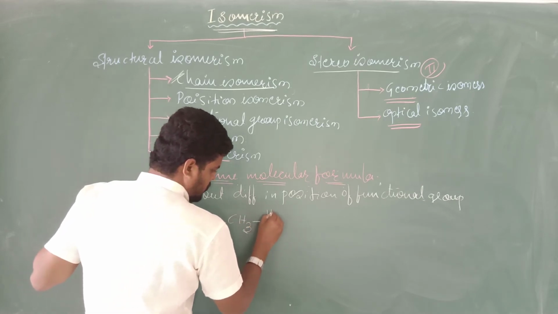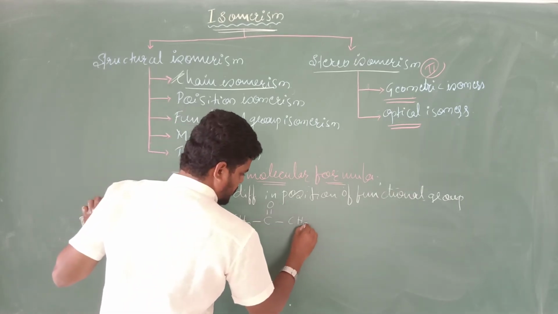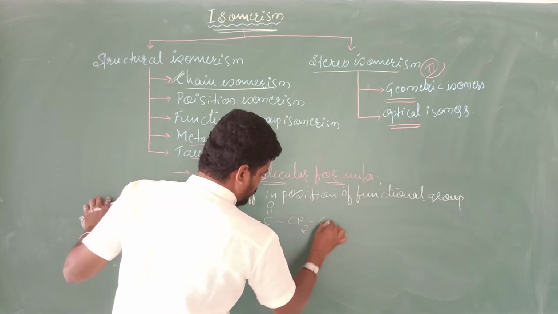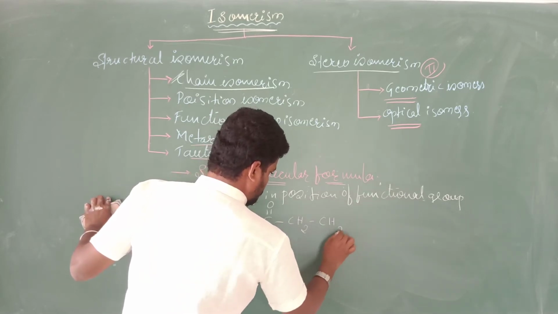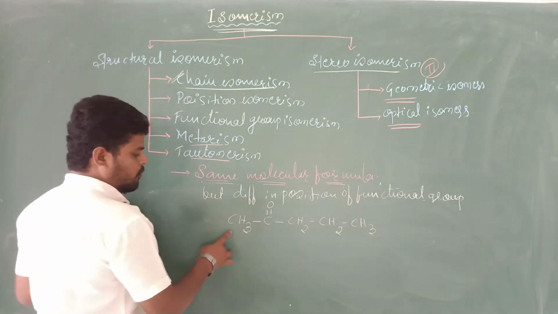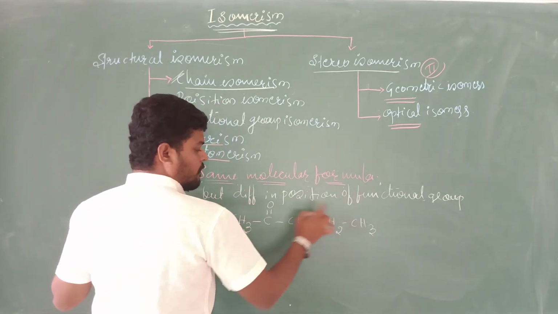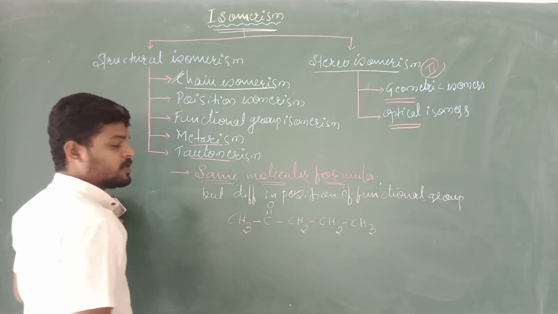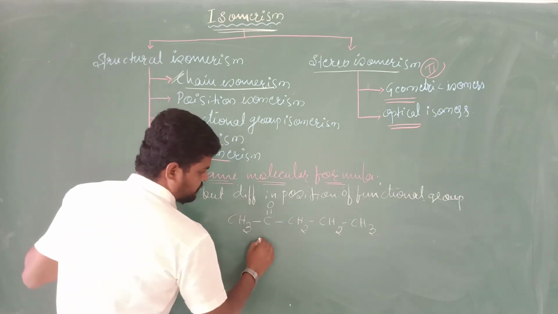CH3, C=O, CH2, CH2, CH3. The name of the compound: 1, 2, 3, 4, 5, and this functional group is the ketone functional group.